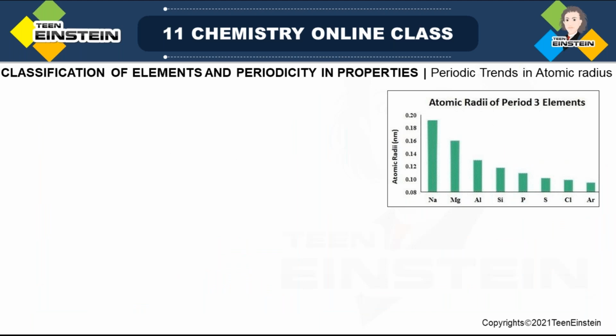Here we have taken period 3. Period 3 starts with sodium, that is group 1, then group 2, 3, 4, up to, sorry, it is not 3, it is 13, because we have not considered the D block. Now why do we not consider the D block? Because in the case of the D block, the discussion is done separately.